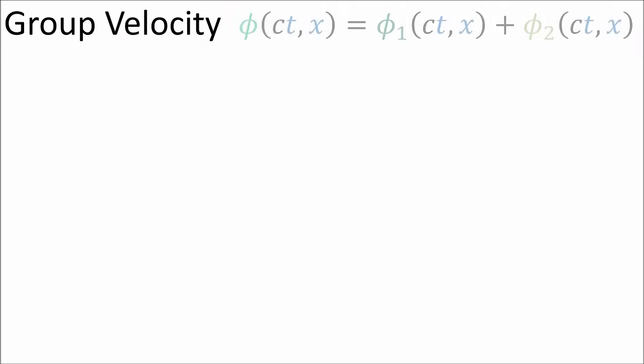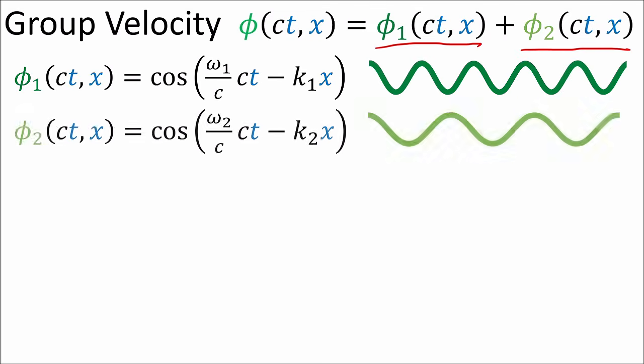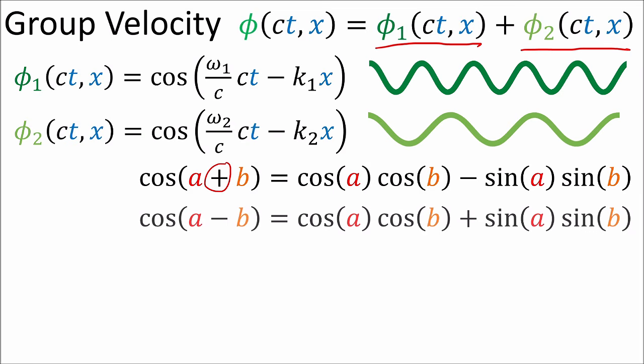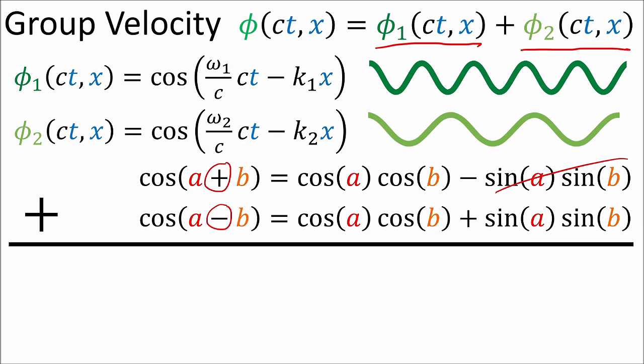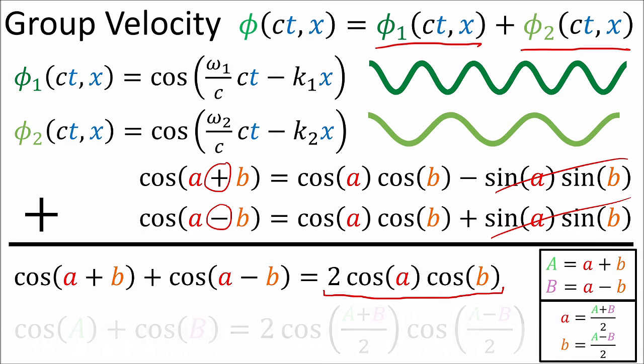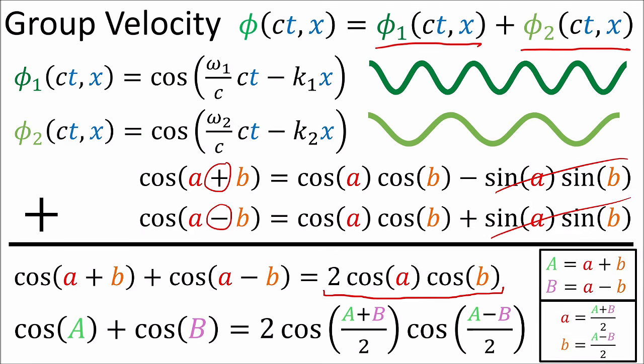Now, what about the group velocity? Well, let's consider a Klein-Gordon solution that is made of a sum of two basic cosine waves, with frequencies and wave numbers labeled 1 and 2. Now, if we take the cosine angle sum trig identity and the cosine angle difference trig identity and add them together, we see that a sum of two cosine waves can actually be rewritten as the product of two cosine waves. We can also switch some of the variables around to get this easier to understand formula here.